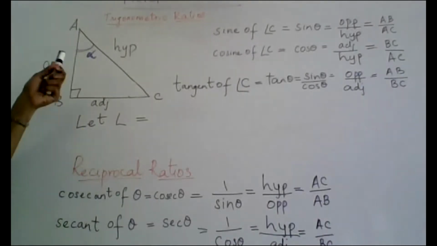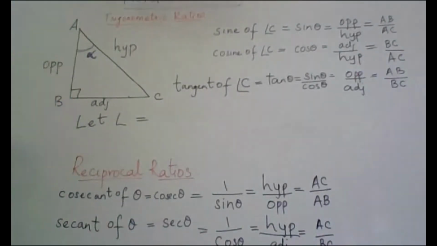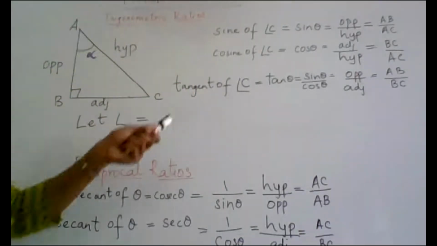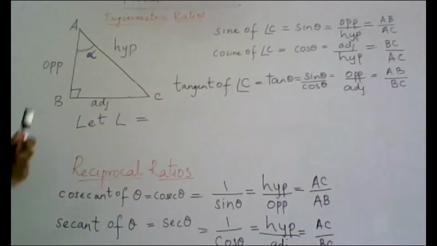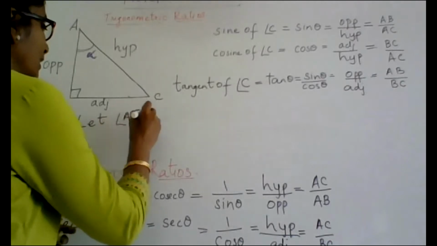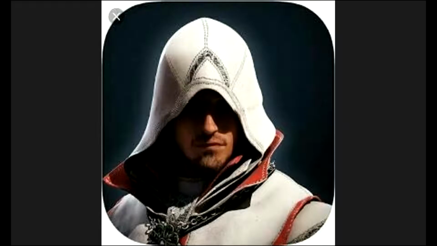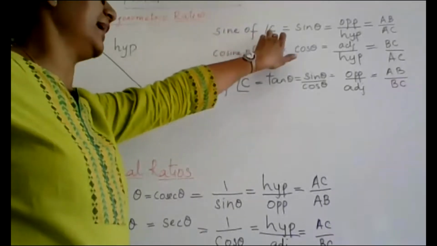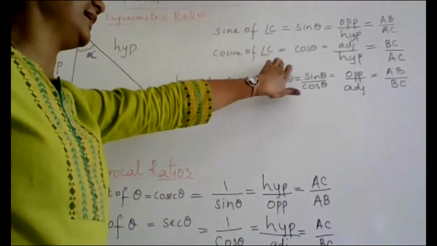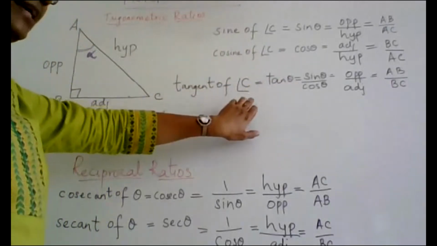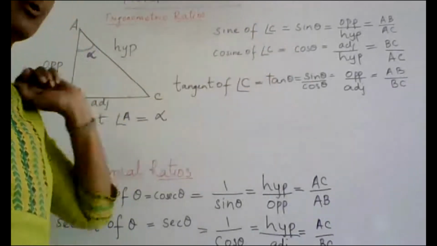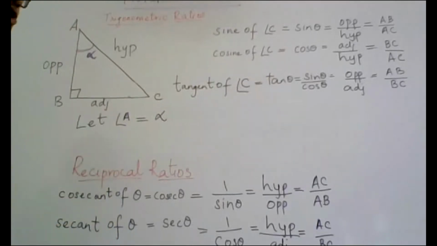Alright, now write all the 6 trigonometric ratios for the angle alpha. So let angle A be called alpha, so everywhere you will change. Write it completely: sine of angle A, cosine of angle A, tangent of angle A, and put the ratios. Now you must be careful. What is going to change now?